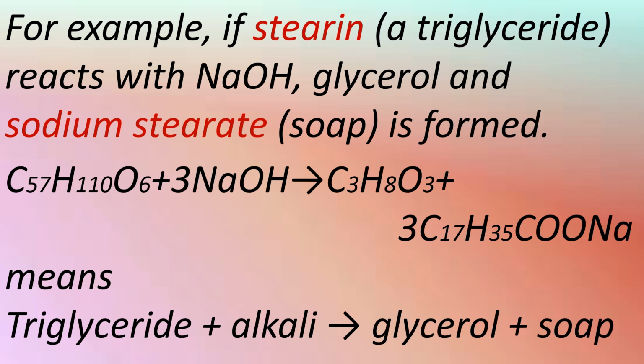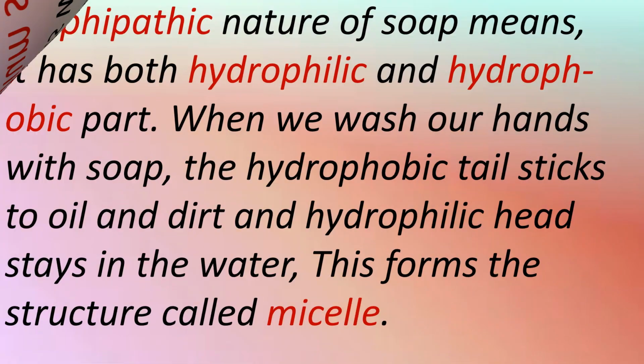Now, what does amphipathic mean? Amphipathic means a substance is both hydrophilic and hydrophobic. If the substance has both parts, it is called amphipathic. In case of soap, the oxygen and sodium part is the hydrophilic part, while the remaining part is the hydrophobic part. Amphipathic nature of soap means it has both hydrophilic and hydrophobic parts.